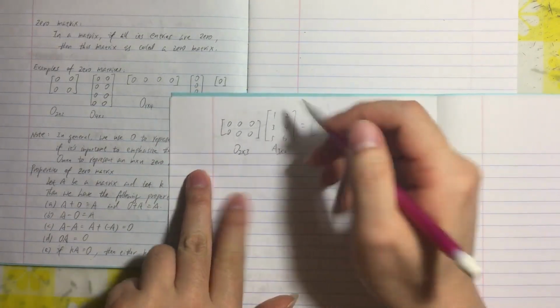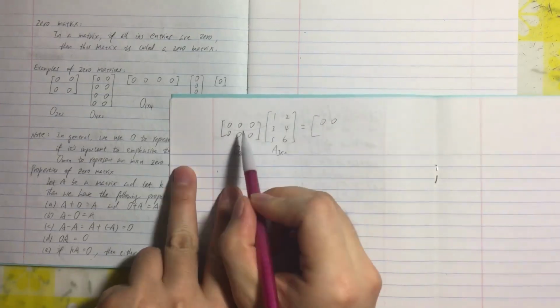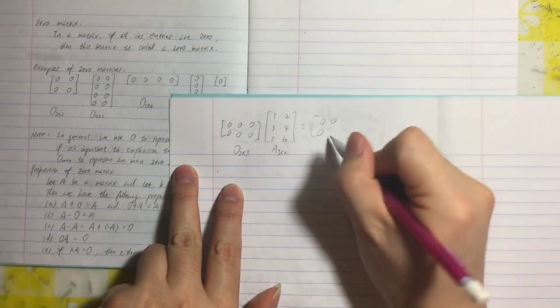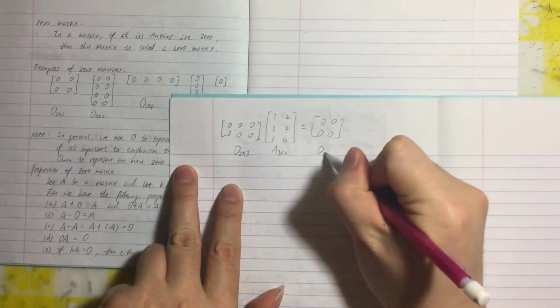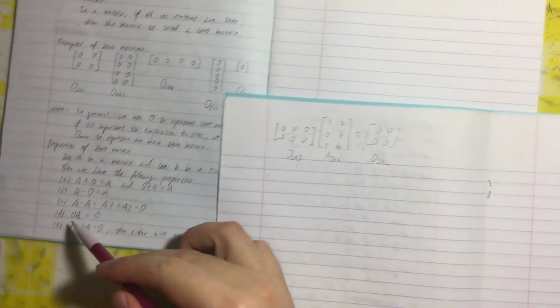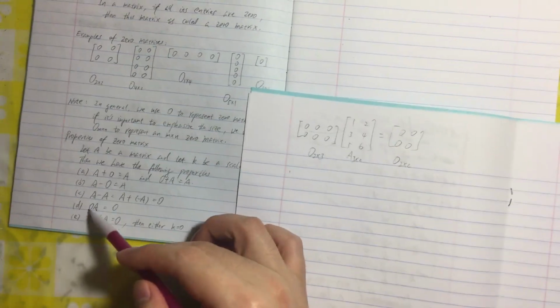First row times first column is 0. First row times second column is 0. Second row times first column is 0. Second row times second column is 0. I got a zero matrix. That's a 2 by 2 matrix. So that's the first case. If this 0 is a zero matrix, zero matrix times A is another zero matrix.